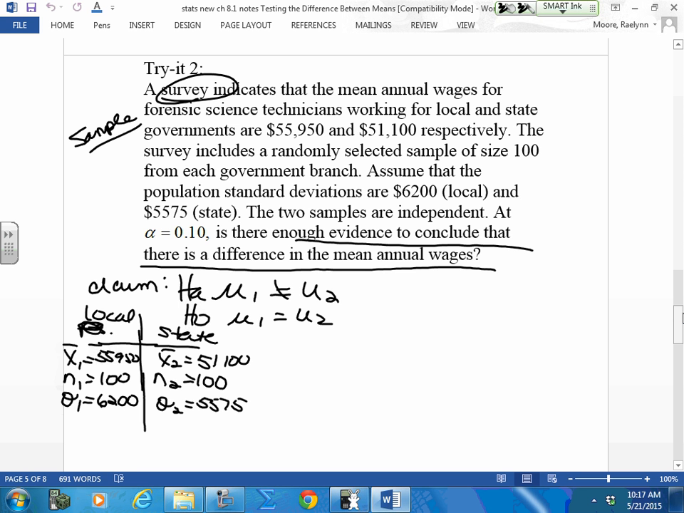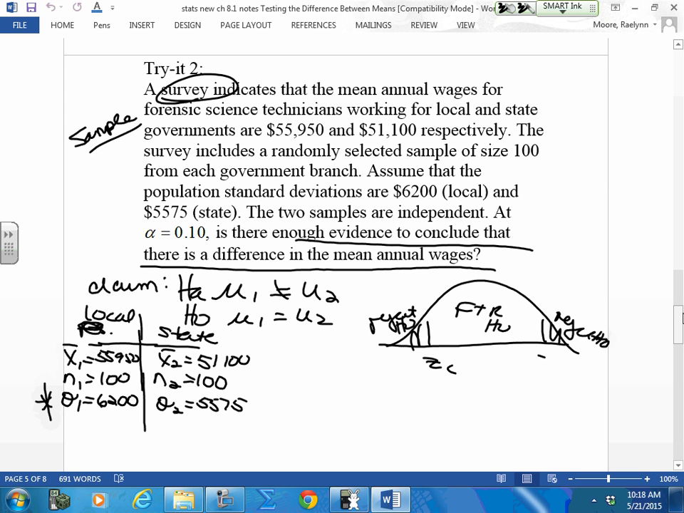So it's not really giving you a hint, is this an H0 or is this an HA? If there's no difference, then they're equal. If there's a difference, then they're not equal. So we have a two-tailed test. Same as before. We know this is a z-score because they give us a population standard deviation.